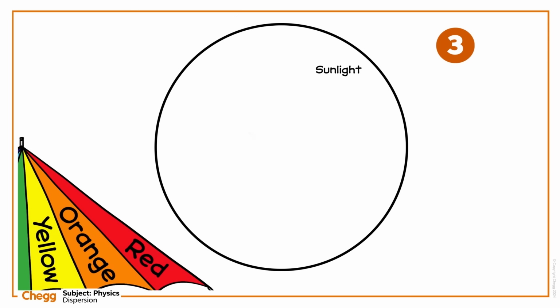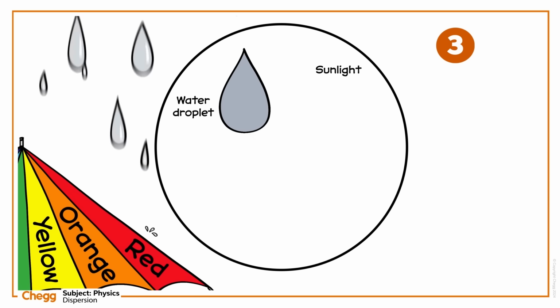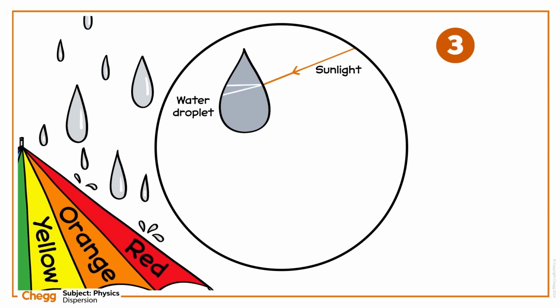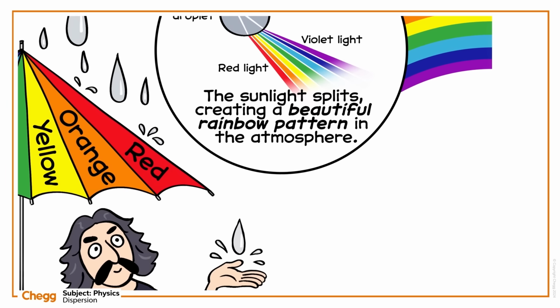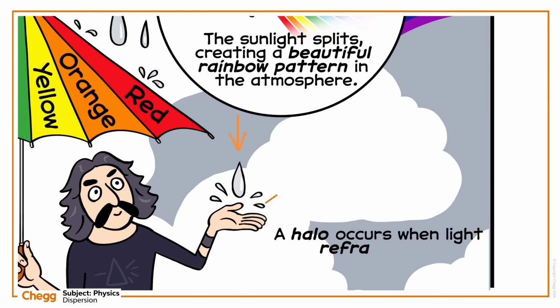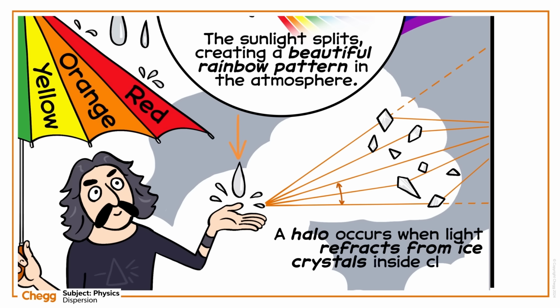When sunlight passes through water droplets after rainfall, rays reflect on the opposite side of the droplet before refracting again as they exit the droplet. The sunlight splits, creating a beautiful rainbow pattern in the atmosphere. A halo occurs when light refracts from ice crystals inside clouds, forming a ring.